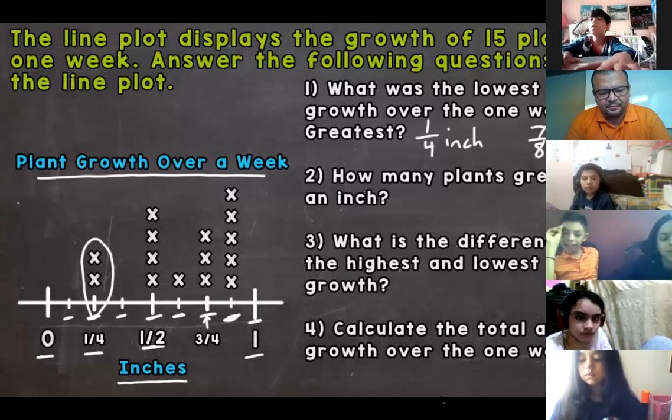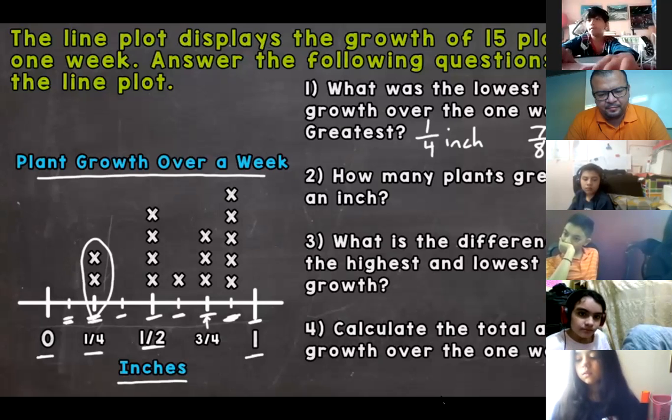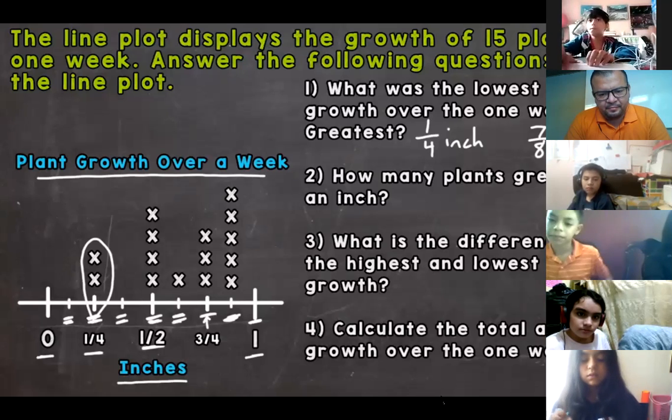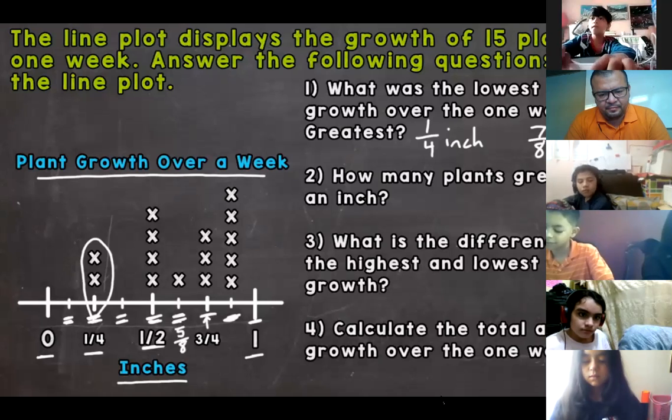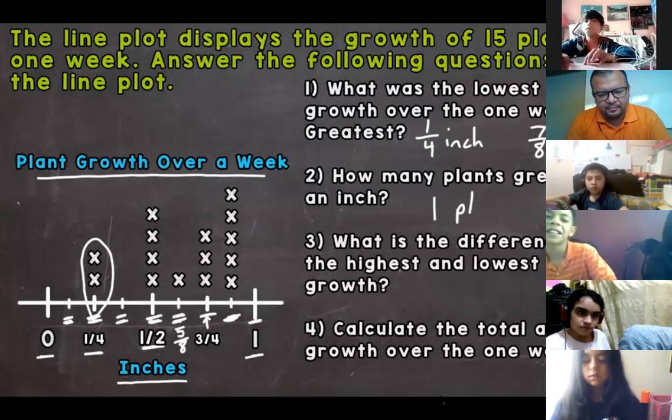Number 2, how many plants grew 5/8 of an inch? Well, again, the eighths aren't marked on that line plot, so we need to figure it out. And I'll go through this again. So here's 1/8, 2/8, which is equivalent to 1/4, 3/8, 4/8, which is a half, and then 5/8 right here. So how many plants or X's are above 5/8? And I'll mark it right here. 5/8. 1. One plant grew 5/8 of an inch. So 1 plant.